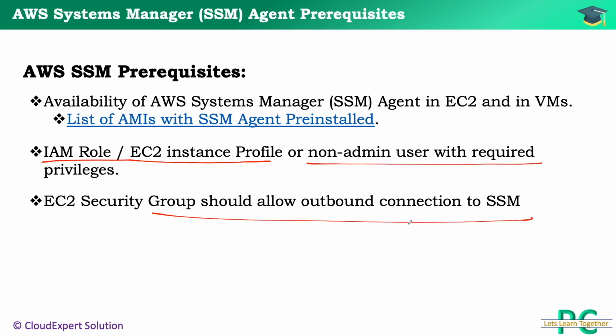As you know, a security group is an instance level firewall. Unless you have specific rules which allow the outbound connection for your SSM agent in the EC2 instance to communicate with the AWS Systems Manager service, the SSM agent in the EC2 instance will not be able to communicate and the node will not appear as a managed node. This is another important prerequisite.